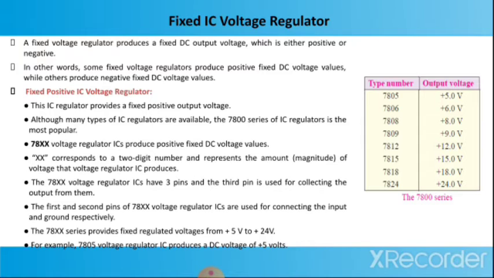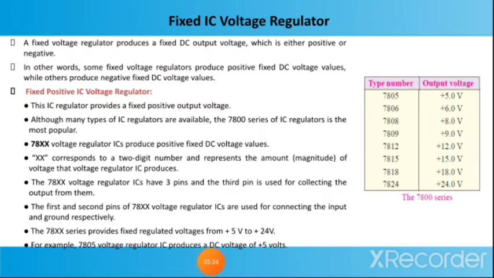First we'll talk about the fixed positive IC voltage regulator. A fixed positive IC voltage regulator provides a fixed positive output voltage. Although many types of IC regulators are available, the 7800 series of IC regulator is the most popular. 78XX voltage regulator ICs produce positive fixed DC voltage values. Here XX corresponds to a two-digit number and represents the amount or magnitude of voltage that the voltage regulator IC produces.